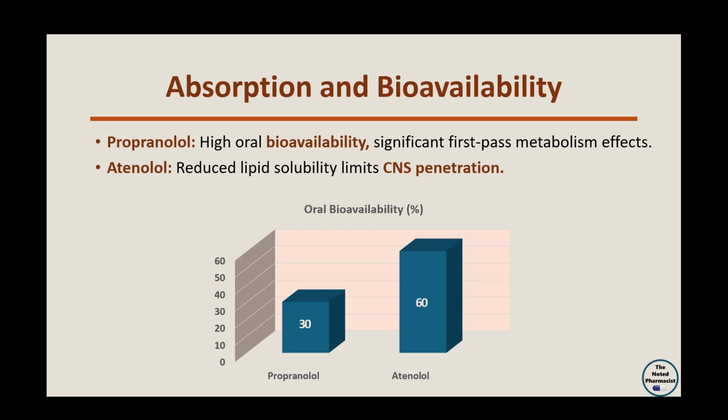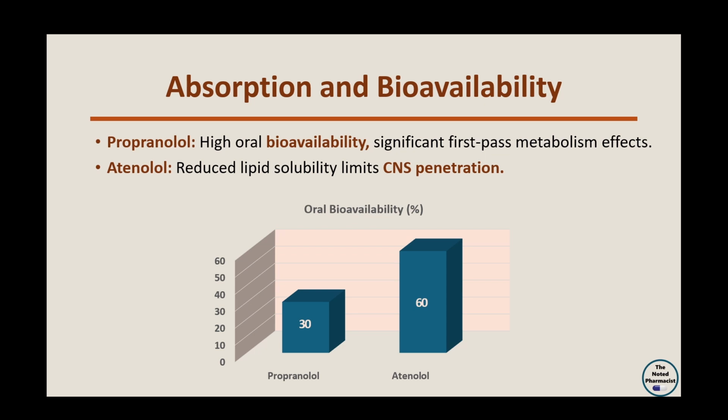Now, let's explore the pharmacokinetics of adrenoceptor blockers, looking at how these drugs are absorbed, distributed, metabolized, and excreted, which informs their clinical use and dosing considerations. Adrenoceptor blockers like propranolol and atenolol differ in bioavailability and metabolism. Propranolol has 30 to 35% bioavailability due to extensive first-pass metabolism and high lipid solubility. In contrast, atenolol, with 50 to 60% bioavailability, undergoes minimal first-pass metabolism but has low lipid solubility, influencing its therapeutic applications.